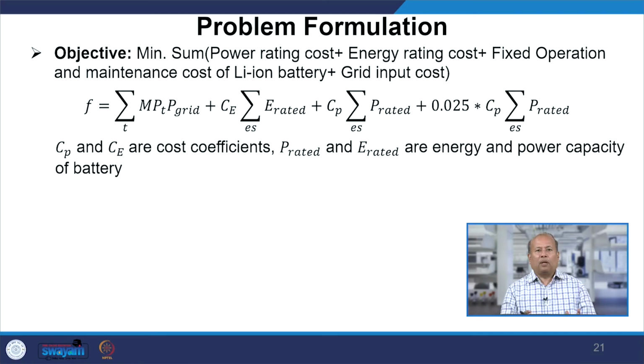So the objective function is to minimize the sum of power rating cost, energy rating cost, fixed operation and maintenance cost of lithium-ion batteries, plus grid input cost. So you will be getting energy from the grid. There is a cost associated with that, and the rest will be your battery-associated energy costs. Here Cp and Ce are the cost coefficients of the rated power and rated energy capacity of the batteries.